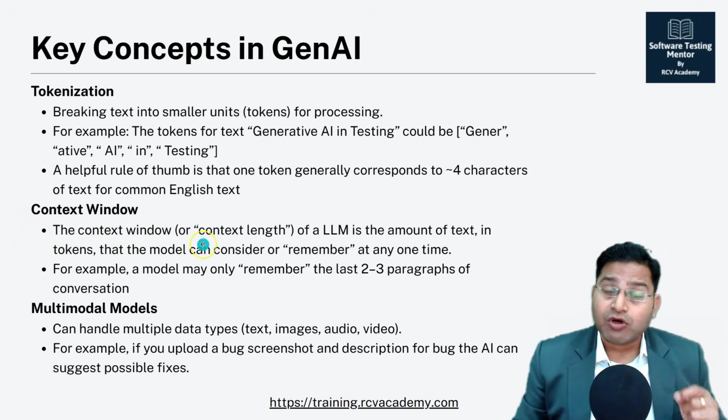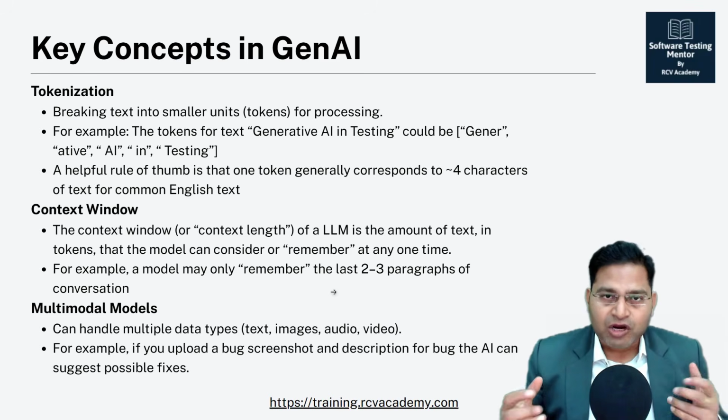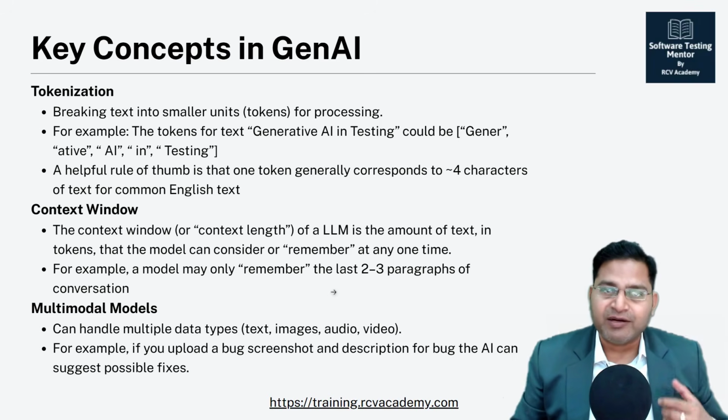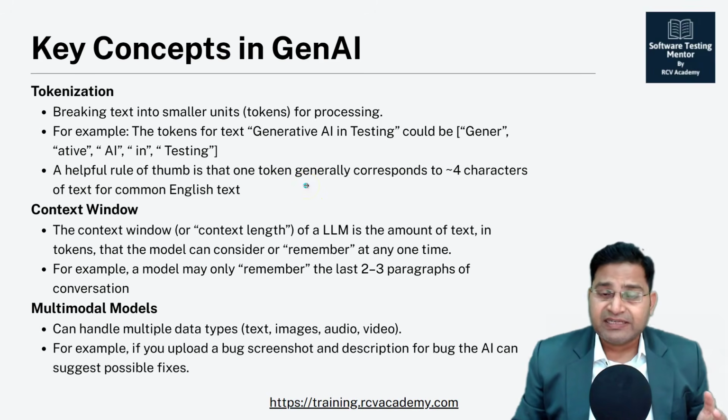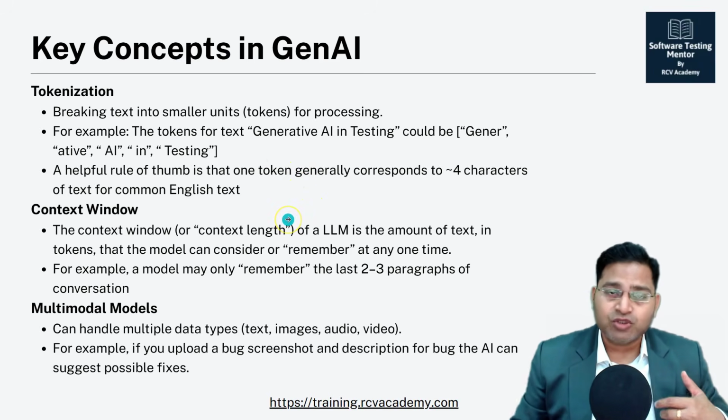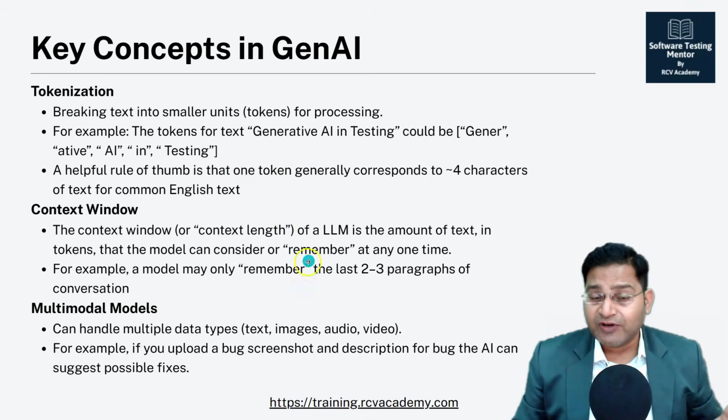The context window or the context length of a large language model is the amount of text in tokens the model can consider or remember at any point of time. So it's kind of a memory, how much a large language model can remember the previous conversation that you are doing. For example, I started with a conversation, create test cases for the login functionality, and then provided the requirements documentation or the user stories in detail, and that conversation is going on. It started creating the test cases. I'm asking to refine the test cases. I'm asking to add more functionality or more non-functional test cases.